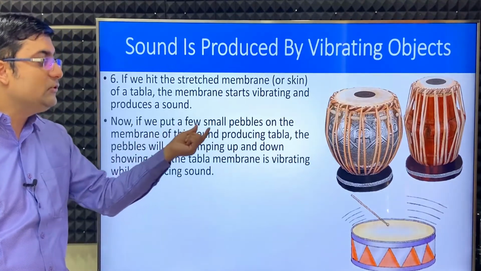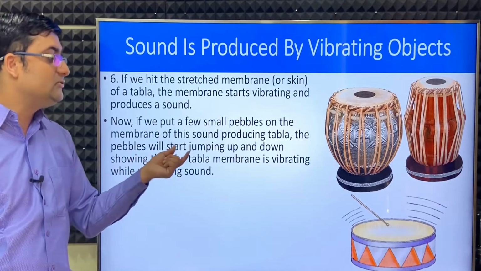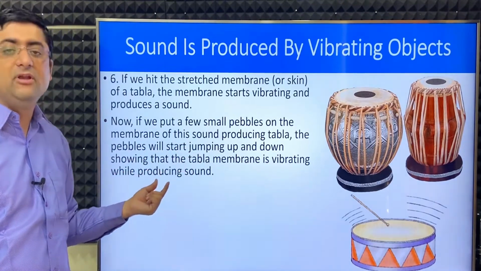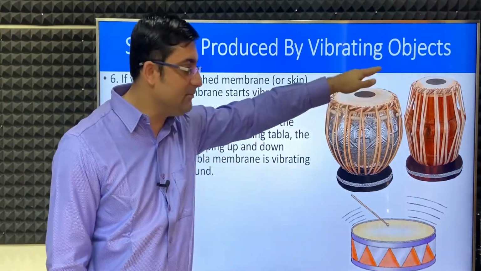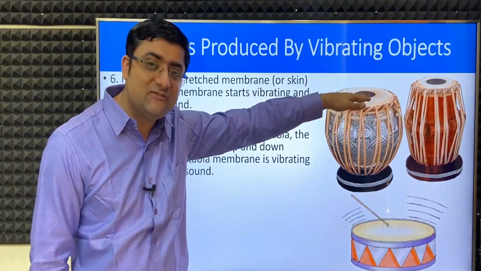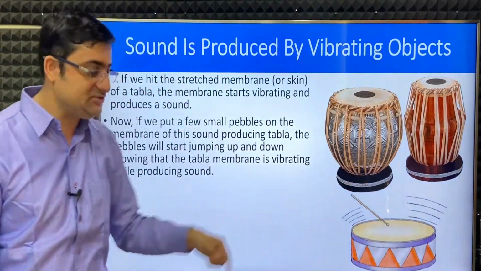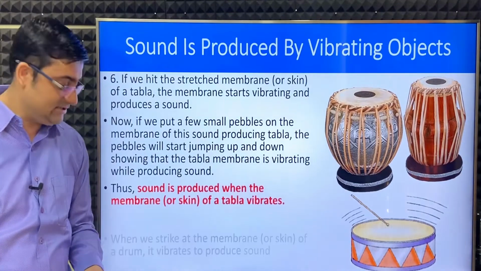Now, if we put a few small pebbles on the membrane of this sound producing tabla, the pebbles will start jumping up and down, showing that the tabla membrane is vibrating while it produces sound. So all you do is put small pebbles over here and then strike the membrane. The pebbles will start dancing up and down. That shows the membrane is vibrating, and because it is vibrating, a sound is produced. Thus, sound is produced when the membrane or skin of a tabla vibrates.